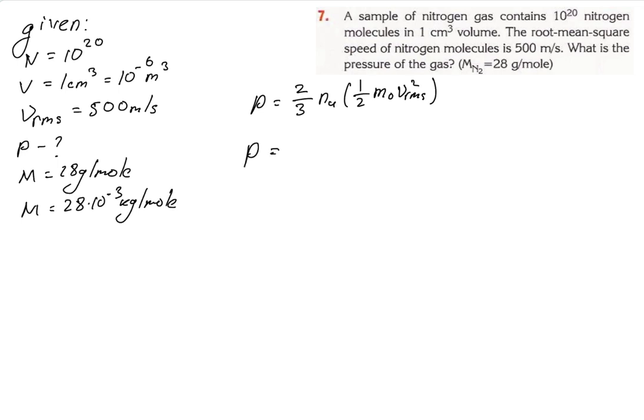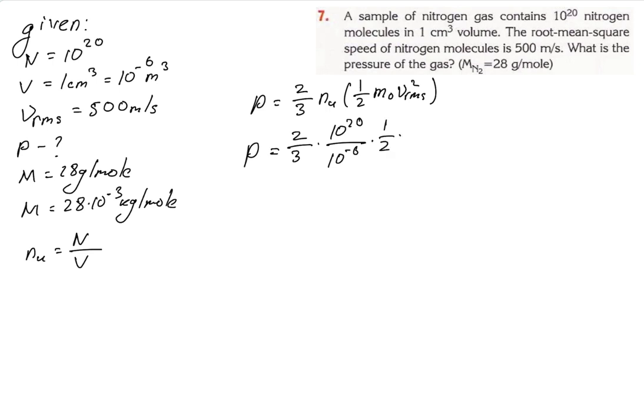Let's just put the numbers. Pressure is equal to 2 over 3. Here, concentration is not given, but we know that concentration is equal to number of molecules over the volume. So number of molecules is 10 to the power of 20 over the volume, which in meters cubed is 10 to the power of negative 6, times 1 over 2 times m0.